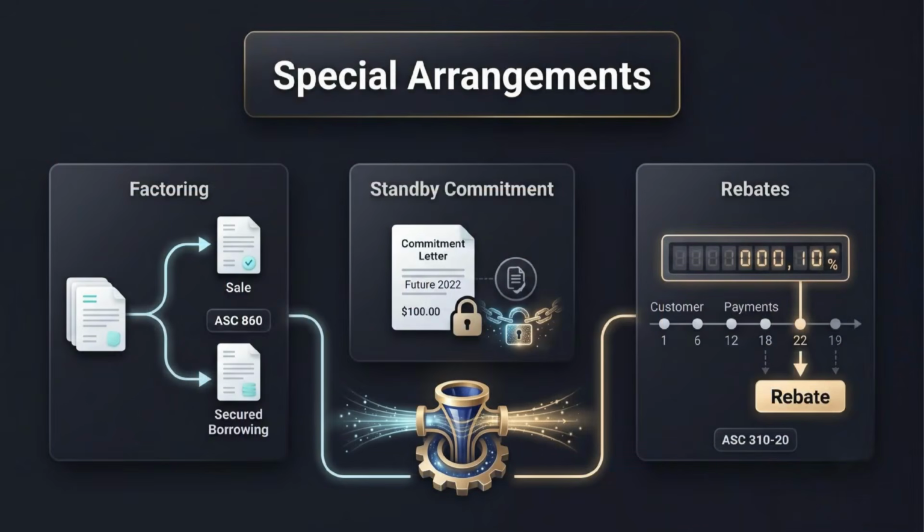Three special arrangements deserve early attention. Factoring means receivables are sold to a third party factor, and the big question becomes whether the transfer is a sale or a secured borrowing. A standby commitment may create exposure before the actual loan is funded. Rebates involve returning finance charges or fees after early payment, which affects yield. The common principle is substance over label. The accounting follows the economic reality, not just the wording of the contract.